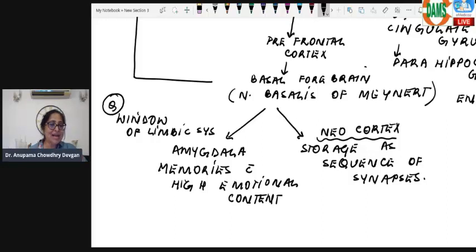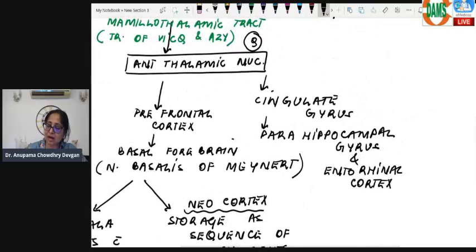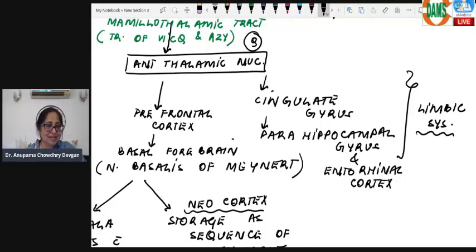The cingulate gyrus is a part of the limbic system. So entorhinal cortex, parahippocampal gyrus, cingulate gyrus, these are all parts of the limbic system. Remember, I told you this has a role to play even in emotions. Have you understood? So the anterior thalamic nucleus can also go to the limbic system. The emotions will stimulate the limbic system. Have you understood? Okay.